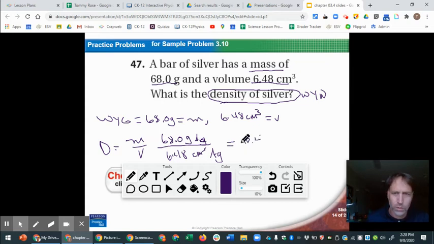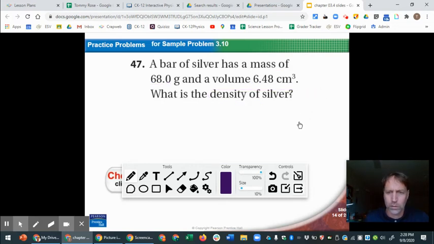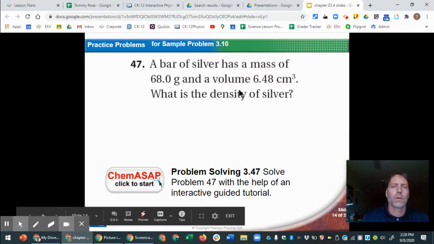It's going to be 10.5 grams per centimeter cubed. So that is the density of silver, 10.5 grams per centimeter cubed. Okay, so let me clear that, get rid of that.